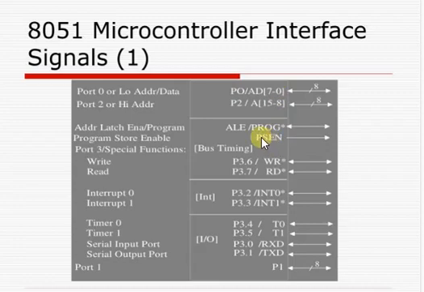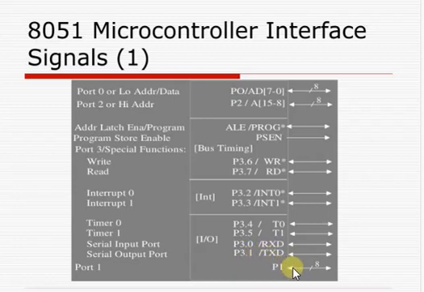Similarly, some other signals here: ALE address latch enable, program store enable, and other signals, read signal, write signal. Here P3.6, port 3, as we just discussed, is used for some special functions. P3.6, port 3 pin 6, is for the write, port 3 pin 7 for the read, port 3 pin 2 for INT0, port 3 pin 3 for INT1. Similarly, timer 0, timer 1. P3.0 is RxD, receive data, and P3.1 is TxD, transmit data.